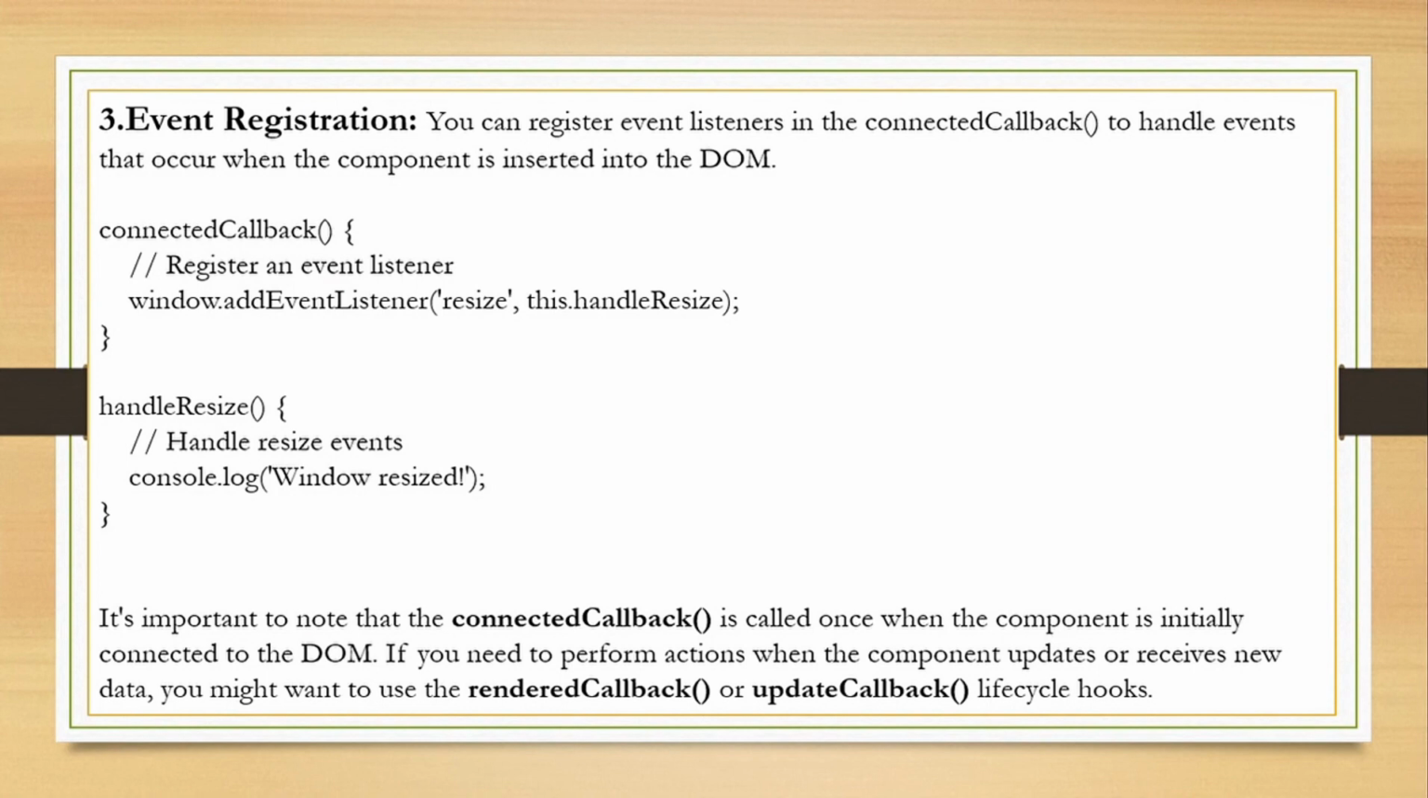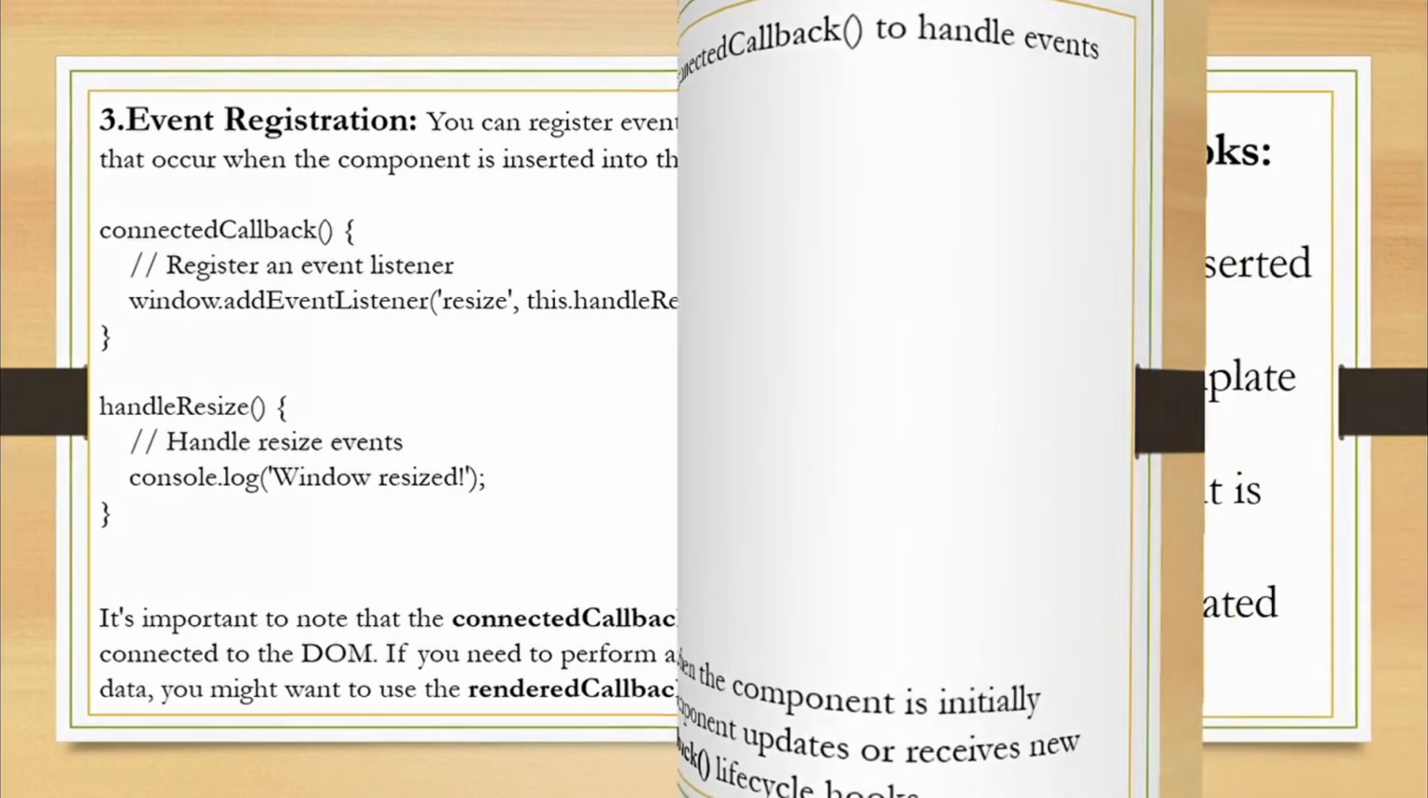It is important to note that the connectedCallback is called once, when the component is initially connected to the DOM. If you need to perform actions when the component updates or receives new data, you might want to use the renderedCallback or update callback lifecycle hooks.